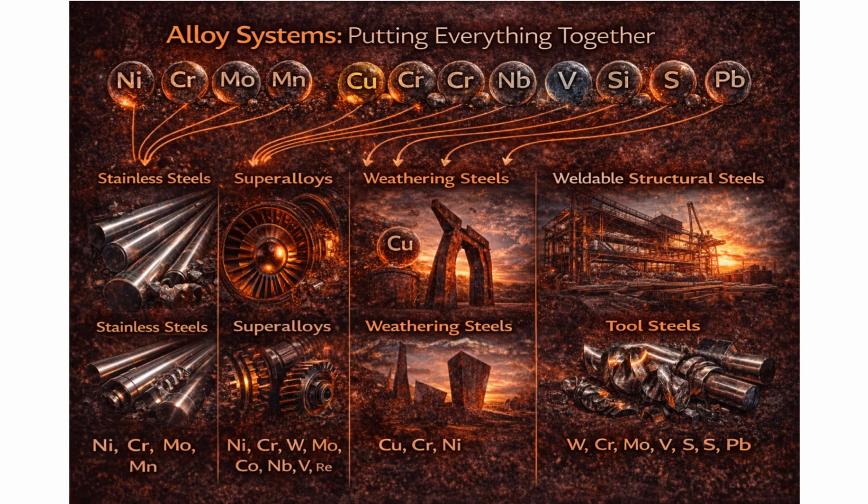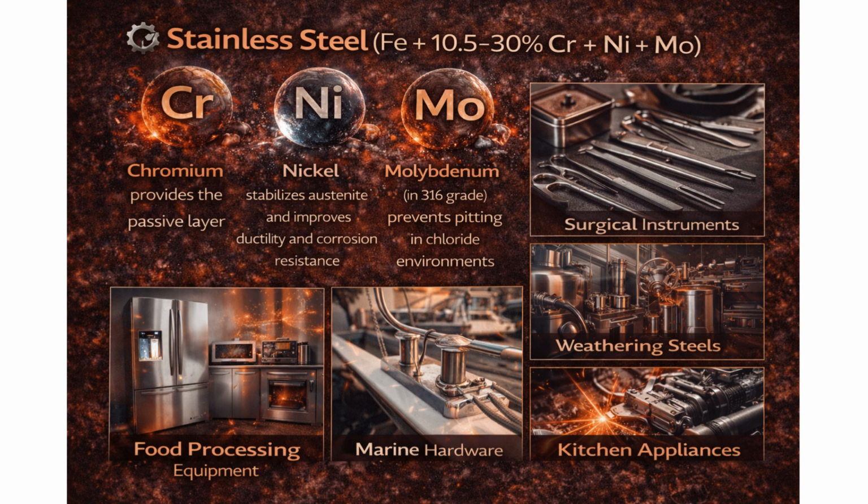Let's put everything together with some of the world's most important alloy systems and see exactly which elements do what. Stainless steel: chromium provides the passive layer. Nickel stabilizes austenite and improves ductility and corrosion resistance. Molybdenum, in 316 grade, prevents pitting in chloride environments. Applications: surgical instruments, food processing equipment, marine hardware, kitchen appliances.